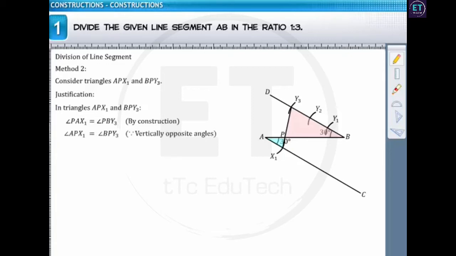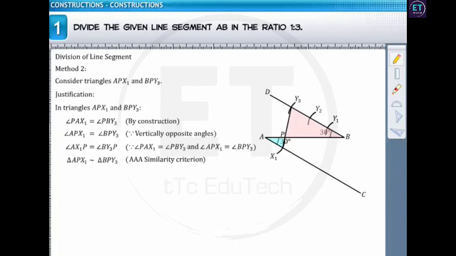Further, angle APX1 is equal to angle BPY3, since they are vertically opposite angles of intersecting line segments AB and X1Y3. Since the other two corresponding angles are equal, angle AX1P is equal to angle BY3P. Thus, by the AAA similarity criterion, triangle APX1 is similar to triangle BPY3.